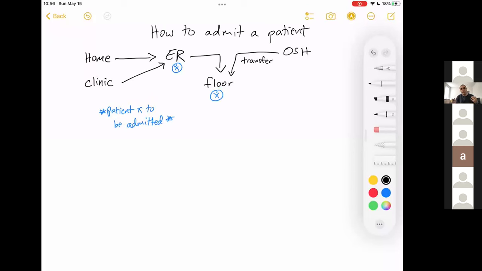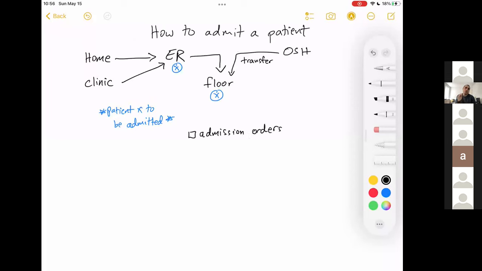You have to be efficient a lot of the time, there are a lot of things that you have to do. And if you miss anything, then it's a problem. So I like to break it down into four different categories, okay? The first one is admission orders.